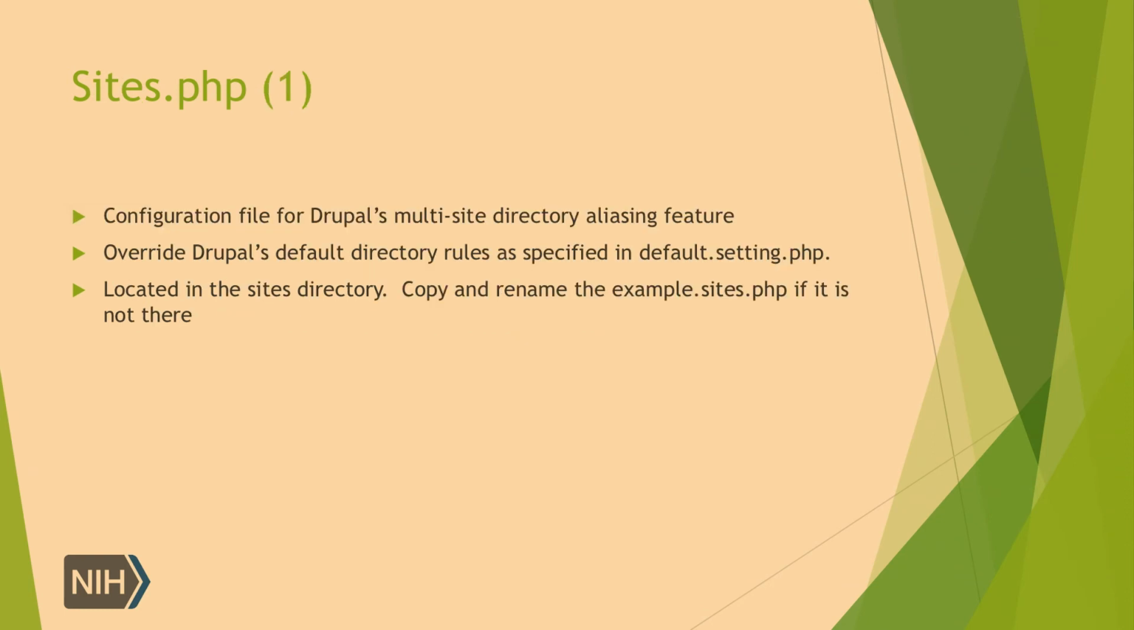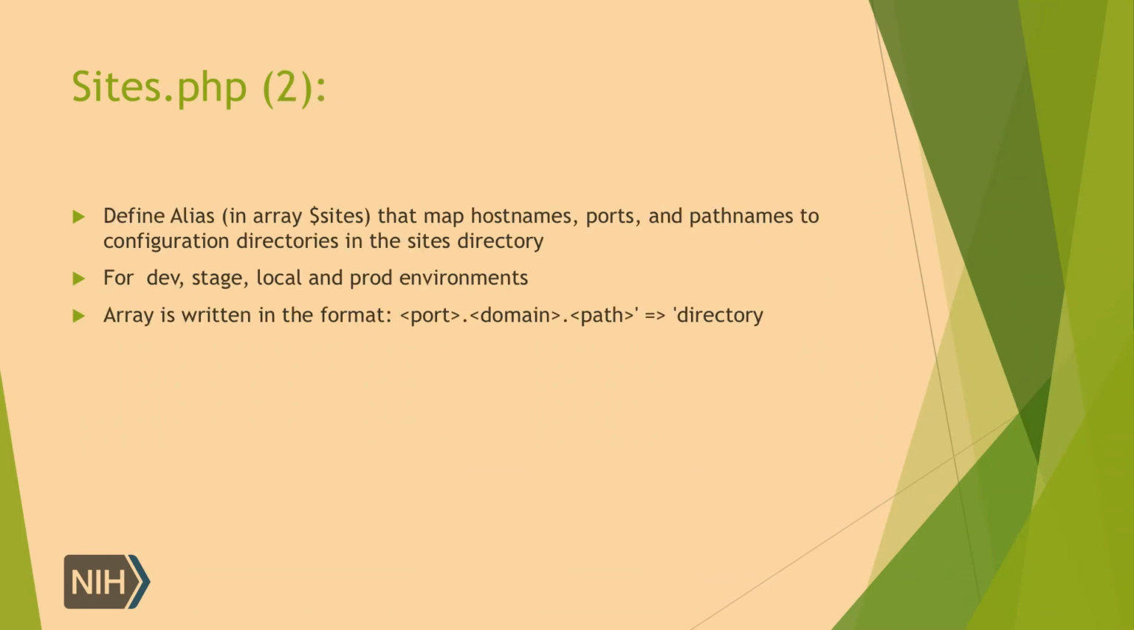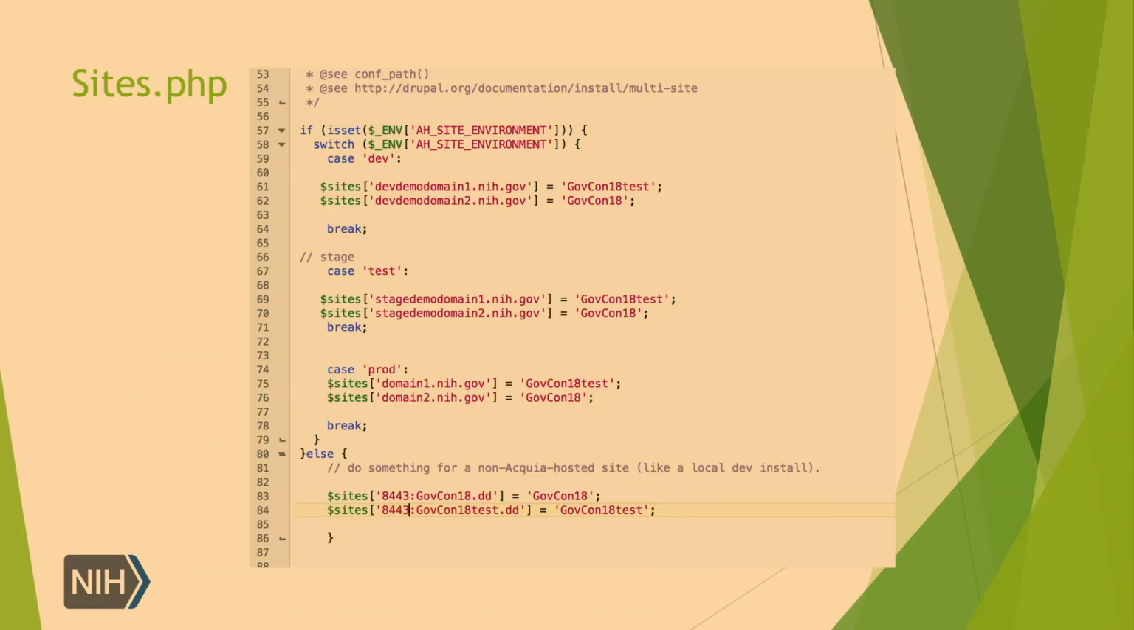The next one is sites.php. This configuration file is really basically telling Drupal to connect the domain to the site folders. It is located in the sites directory. And it defines the alias that maps host names, ports, and path names to the configuration directory in the sites directory. We can also do that for the dev, staging, and local and prod environments. So this is the sites.php. If you look at that and you see this, the case dev is for our dev site, and the test is really for the stage and prod. So you got that idea.